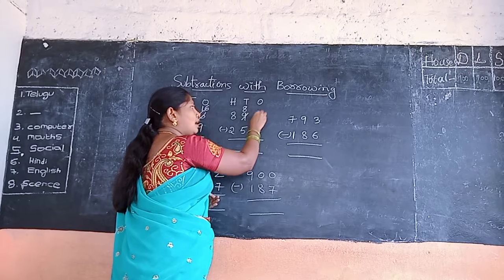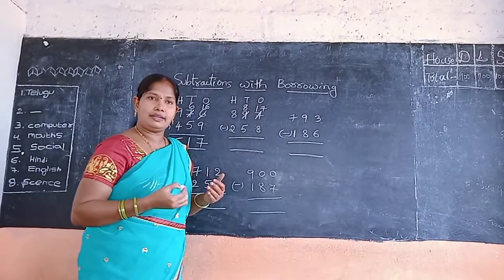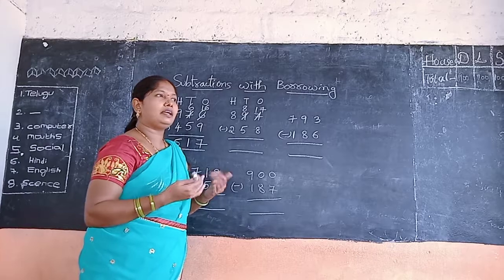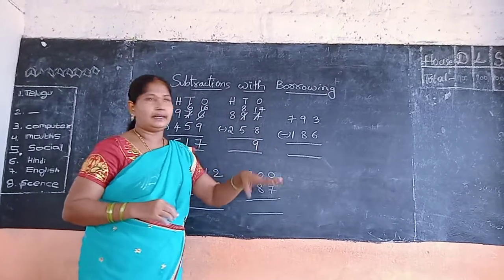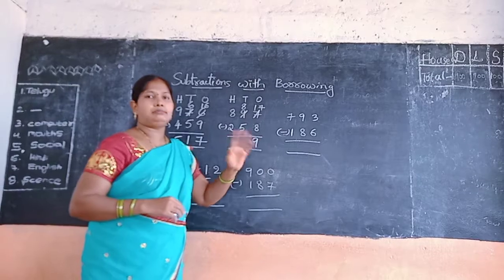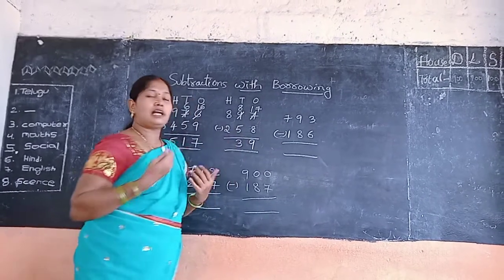Now 10 plus 7, how much? 17. Now take 17 fingers, minus 8 fingers. 17 minus 8, how much? 9. Okay, 1's place is completed. Now go to 10's place. 8 minus 5, how much? 3. 10's place also completed.